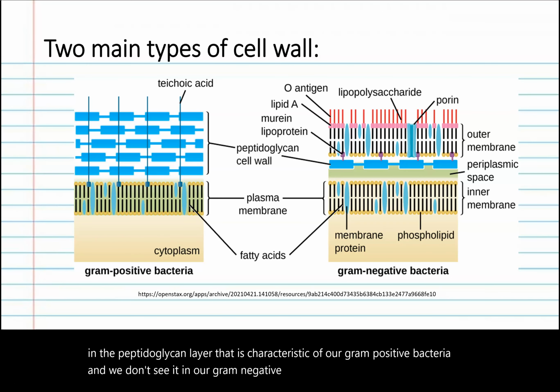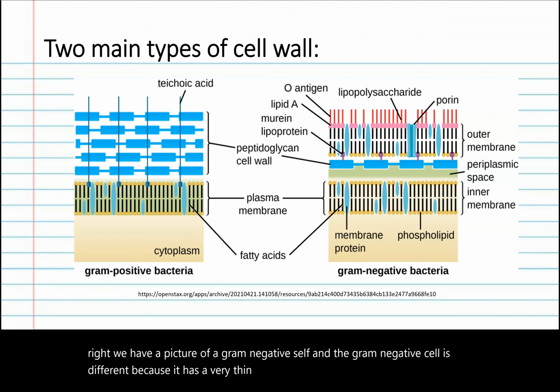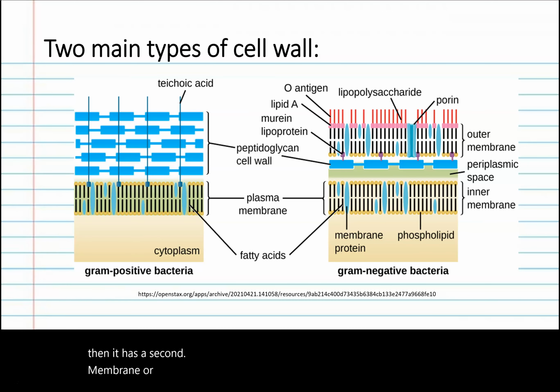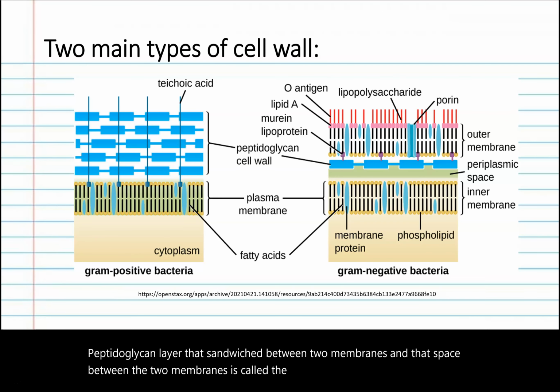On the other side, on the right, we have a picture of a gram-negative cell. The gram-negative cell is different because it has a very thin layer of peptidoglycan, and then it has a second membrane, or outer membrane, that extends outside of the cell, outside the cell wall. Right, kind of like a sandwich. So you have this peptidoglycan layer that's sandwiched between two membranes. And that space between the two membranes is called the periplasmic space.